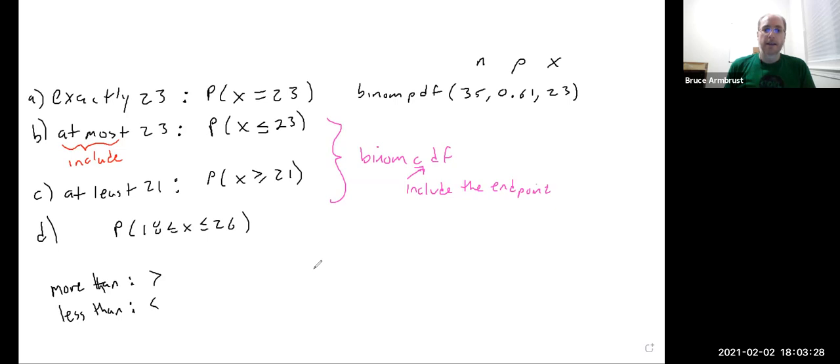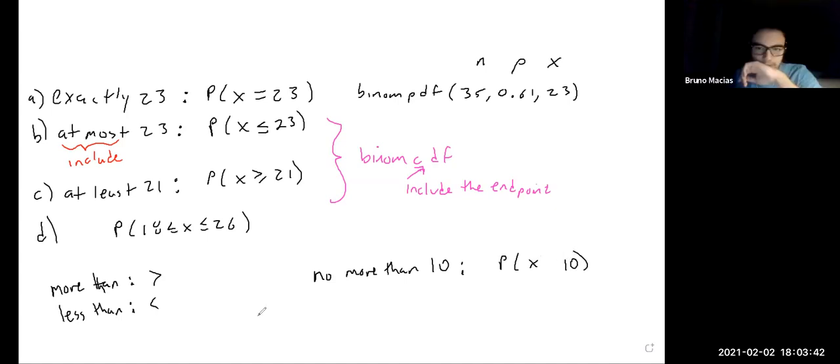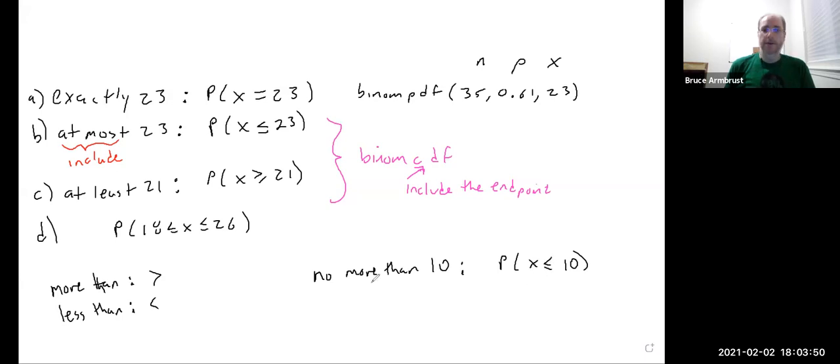What if I said no more than 10? What would that one be? No more than 10, so wouldn't that be less than or equal to 10? Good, that would be less than or equal. I can't have more than 10. I can have 10, but I can't have more than 10. So that's another phrase you'll see. But the at most or at least, those are definitely inclusive. Those are or equals.